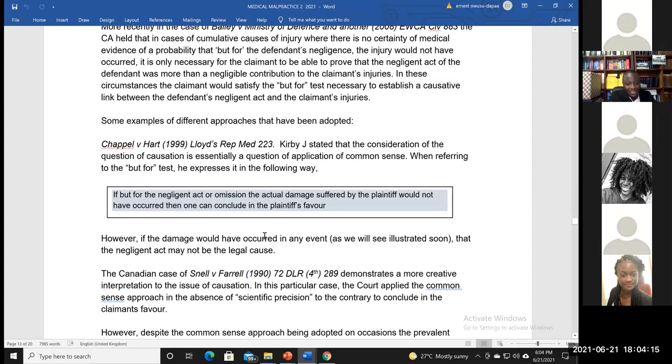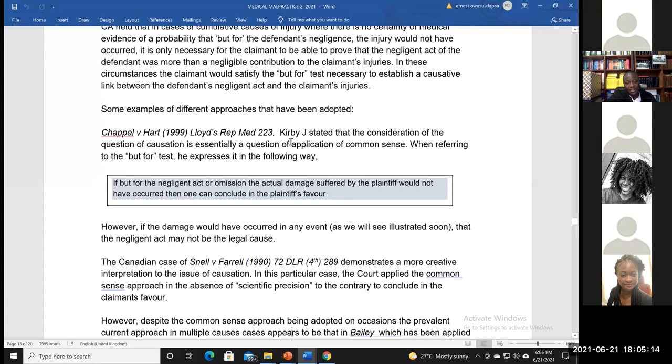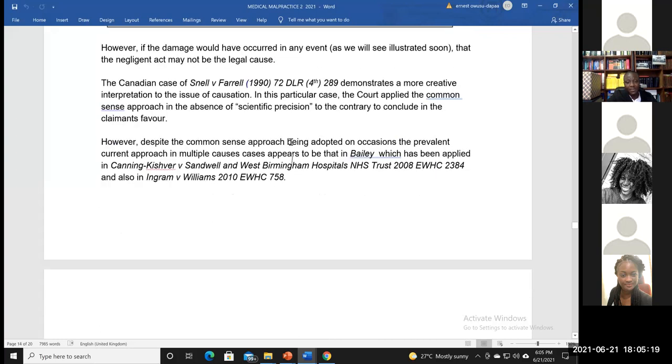But it is also possible that if the damage would have occurred in any event, that negligent act may not be the legal cause. So you see that we are moving more or less from factual causation to legal causation. Because you can have a situation where even if the damage would have occurred in any event, as we even saw in some of the other cases, then you can say that the negligent act, that is a breach of the duty of care, is to be blamed as having caused whatever injury the person is complaining of in law.